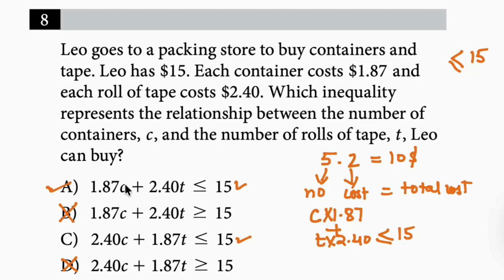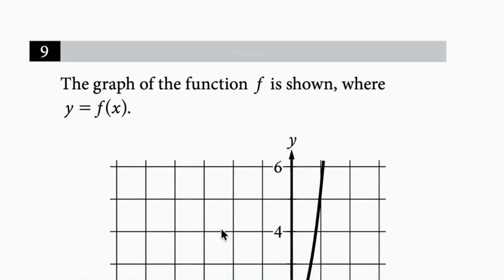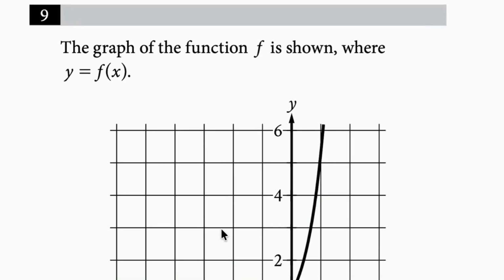Yes, option A. So C is container. This is the cost of one container. T is tape. This is the cost of one roll of tape, and it has to be less than or equal to 15. Okay. Now let's move to question number 9.